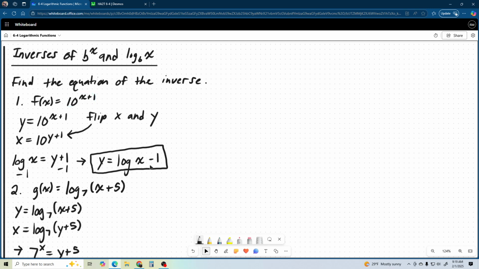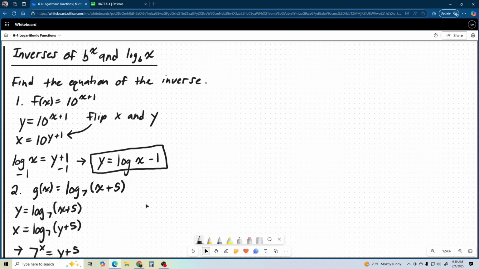Our x plus 1 becomes x minus 1, and our exponent becomes a log. And our base stays the same. This is still base 10. Everything is inversing, so it's kind of cool. We have our minus 1 instead of plus 1, and we have our log instead of our exponent.